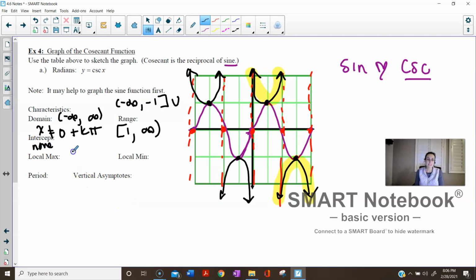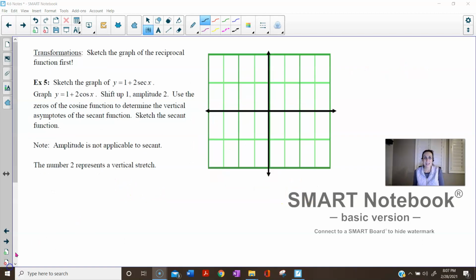The local max is 1 again, the local min is -1, the period is 2 pi, and the vertical asymptote is x equals, for a vertical line, and I could say 0 plus k pi. So here, and my camera is kind of crooked. Okay, so here we go on this.